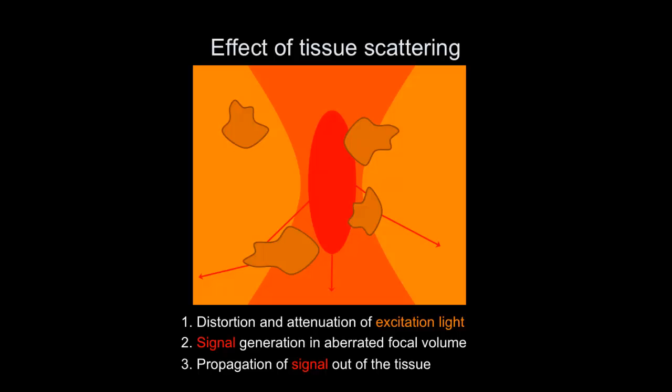So I put here 1, 2, 3 because I tend to think of this process in those steps. There is an effect on the excitation side. I'm affecting my excitation. Okay, the focal volume doesn't look good anymore, attenuated and distorted in space. The signal, therefore, is different, so the signal generation is affected. And then the signal that is being generated has to propagate out. That's the third issue that I have to deal with. Right? I want to minimize all of these things in principle.